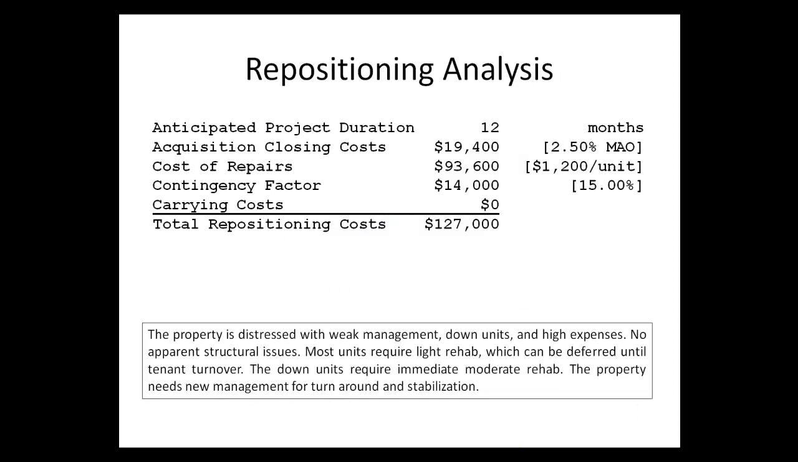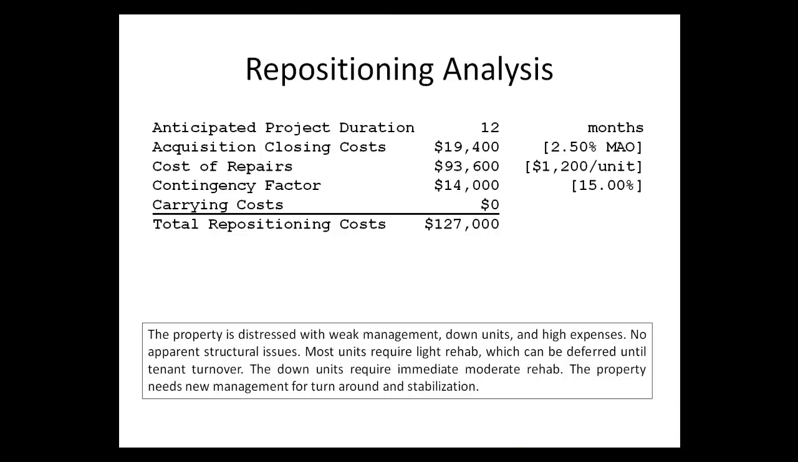Repositioning analysis. This is from the previous video. 12-month project. We're guessing at 2.5% of the maximum allowable offer as the acquisition closing costs, and we're guessing at $1,200 per unit on average for the cost of repairs. This property has some down units, and other units require some light rehab. The main problem with this property is poor management. We add in a 15% contingency factor and get a nice round number. Total repositioning costs $127,000.